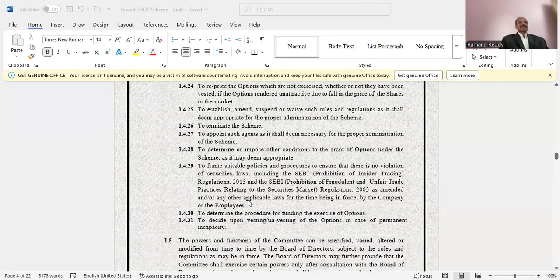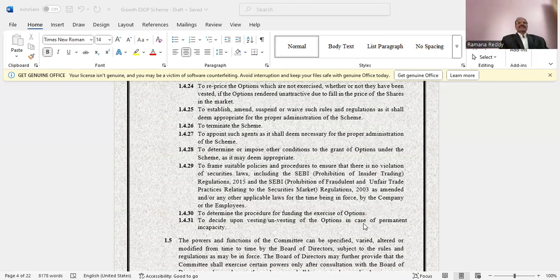And NRC can frame suitable policies and procedures to ensure that there is no violation of securities laws, including SEBI regulations, SEBI PIT regulations, and SEBI prohibition of fraudulent and unfair trade practices relating to the securities market regulations 2003, as amended from time to time. See, to determine the procedure for funding the exercise of the company's options. Suppose the employee doesn't have money, so how to fund by the company?